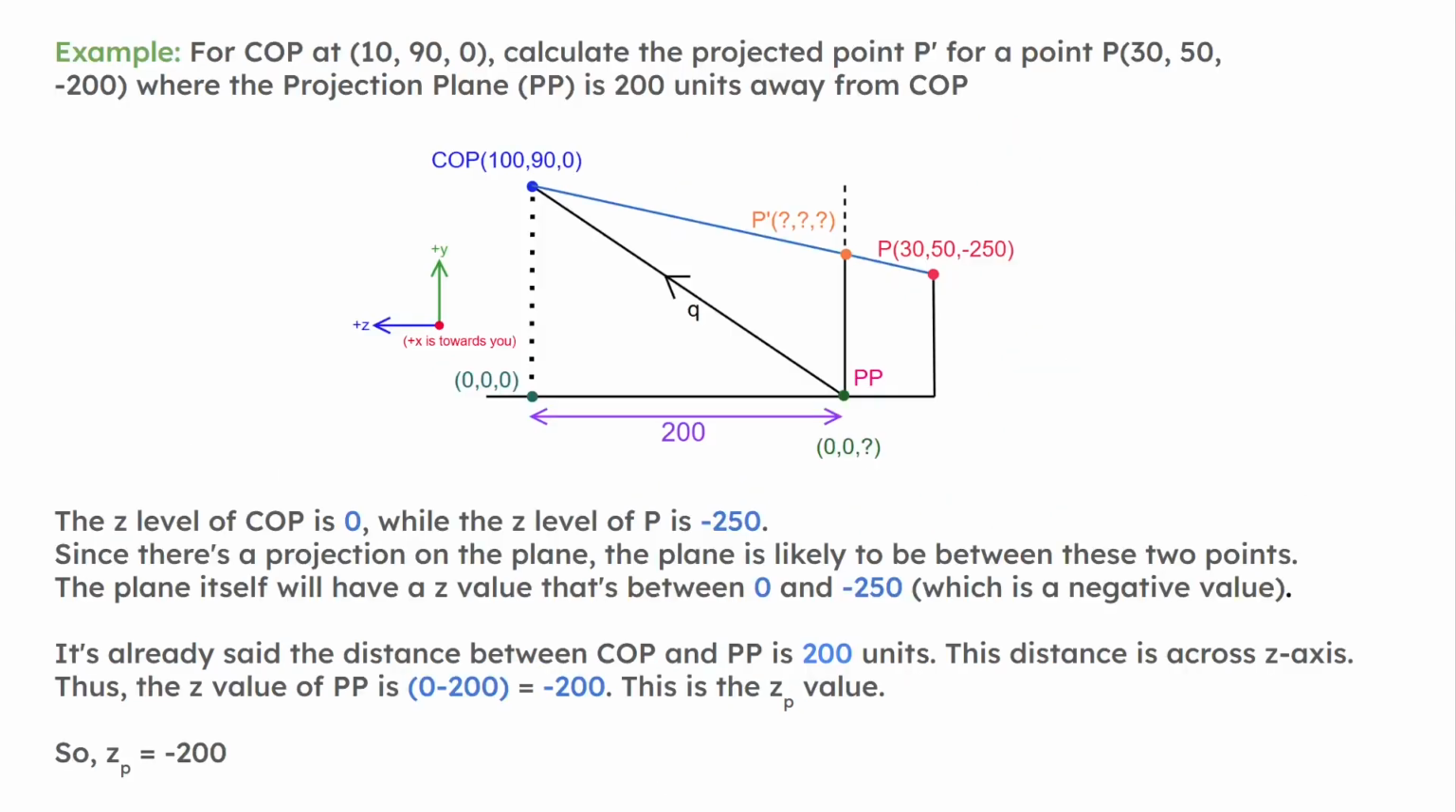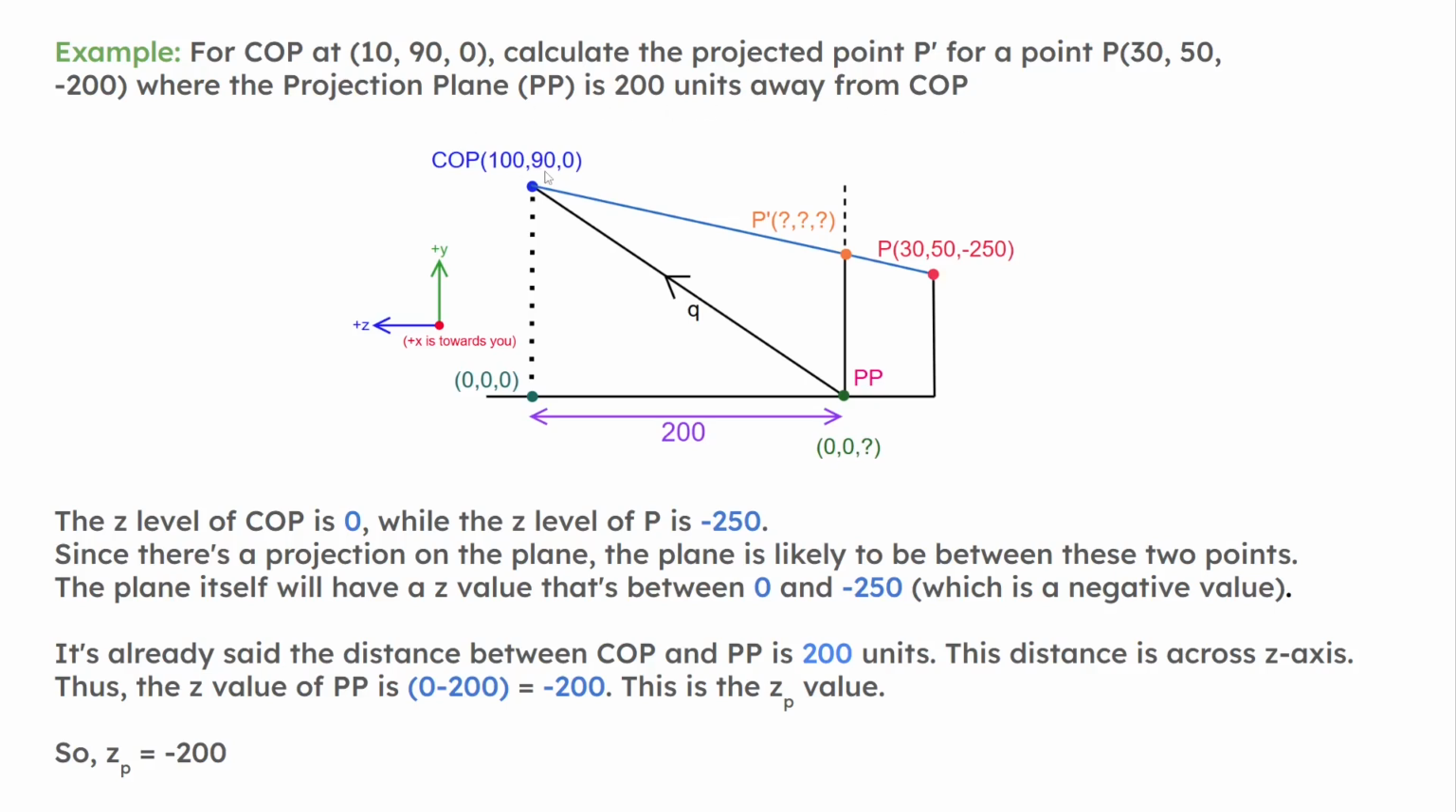Now we will look at an example. This example says our COP position is 10, 90, and 0. So look at this, it doesn't have any non-zero z value. Its x value is 10, y value is 90. And our target point is 30, 50, minus 200. And our projection plane is 200 units away from our center of projection.